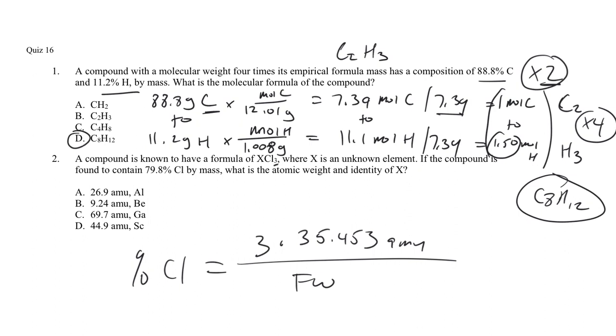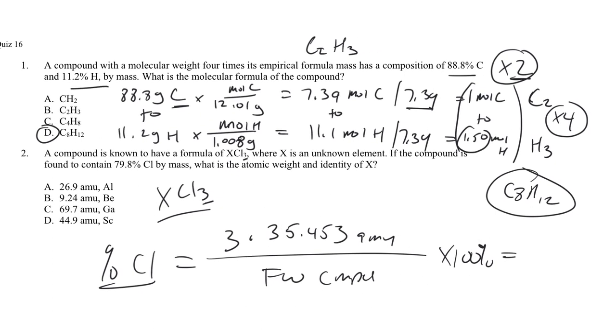Divide by the formula weight of the entire unit of XCl3. So the percent chlorine in XCl3 is the 3 chlorine masses, divided by whatever the formula weight of the compound is, times 100%. And we're told that this is 79.8%.